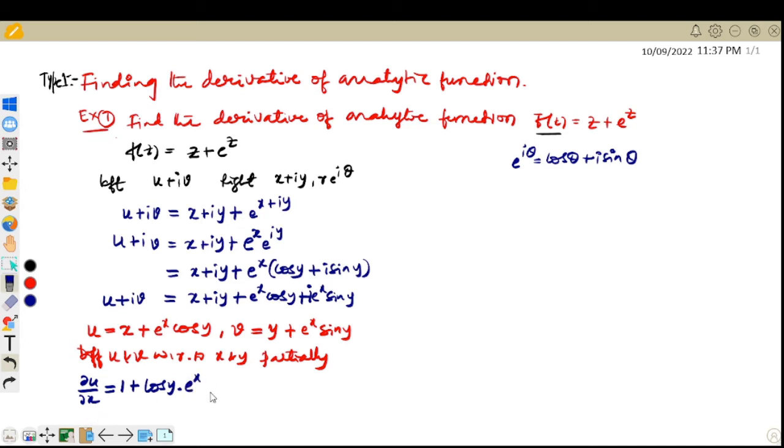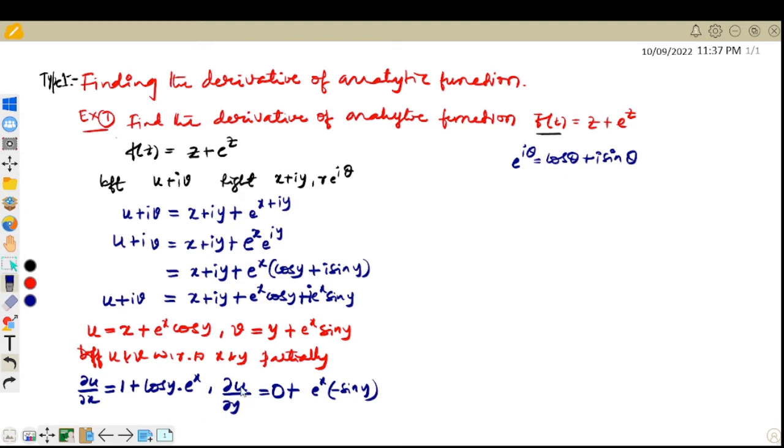Similarly, dou u by dou y. The first term is x alone, with respect to y, x becomes 0. Plus, with respect to y, e raised to x is constant, we are writing it outside. Differentiation of cos y is minus sin y.